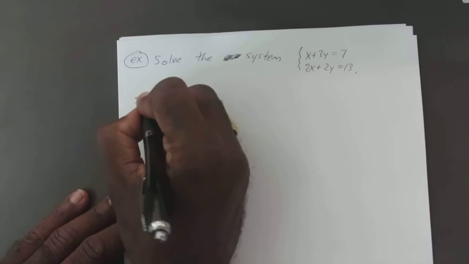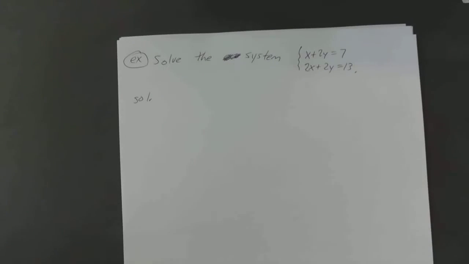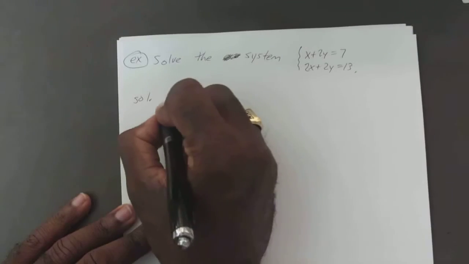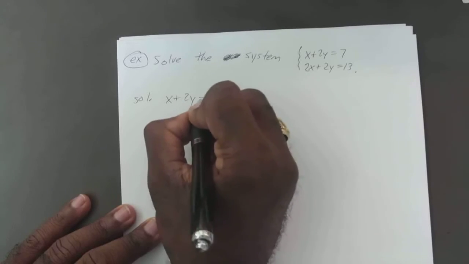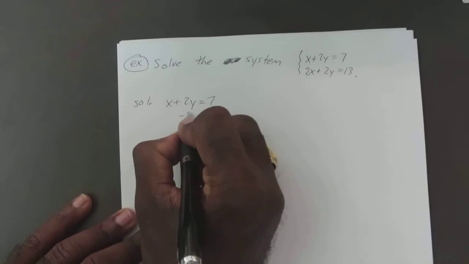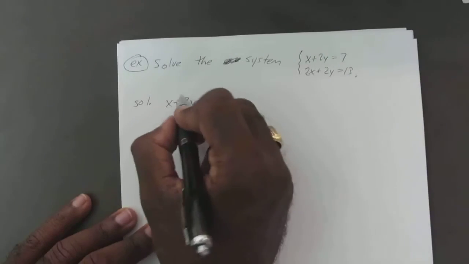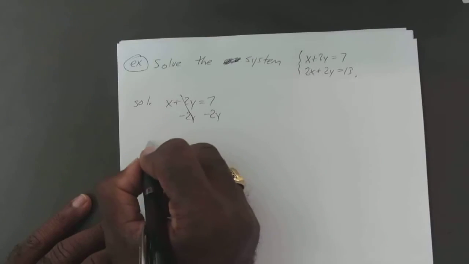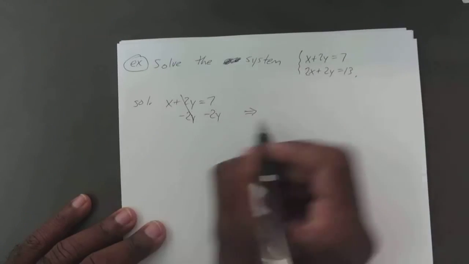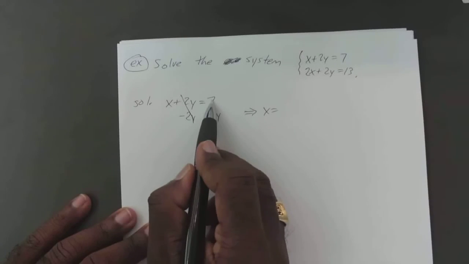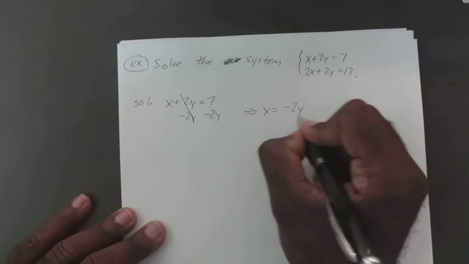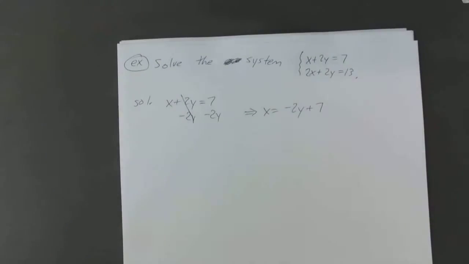Okay. Now with this one, you don't have any isolated variable, but you can easily get one. That's the one good thing about it. Even if it doesn't immediately come as x equals something, x plus 2y equals 7, if you subtract 2y from both sides, 2y minus 2y is equal to 0, so that disappears. You end up with x equals negative 2y plus 7. Or you could make it 7 minus 2y. Either one would still work.